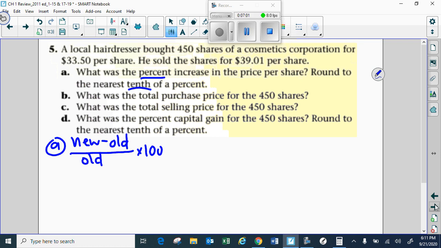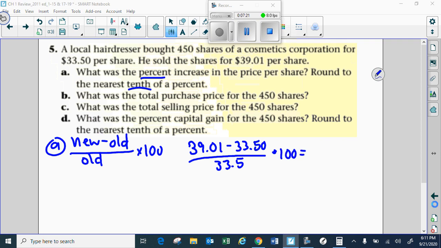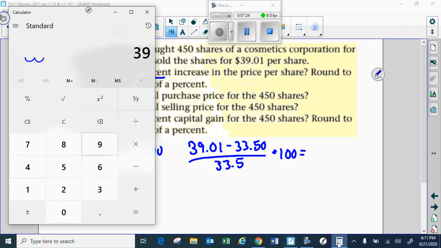Round to nearest tenth again, so that's going to be how it is on the test as well. So we have 39.01 minus 33.5 all over the old, 33.5, times 100. So bring it up on the calculator. 39.01 minus 33.5, and then divided by 33.5. Okay, that is 16.4%.